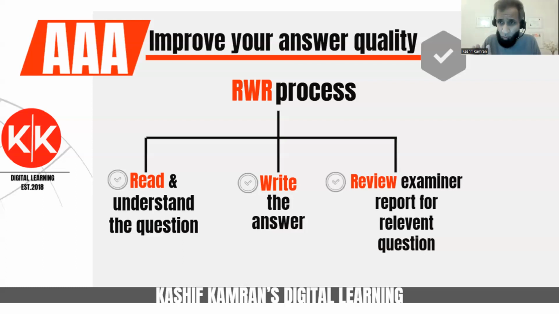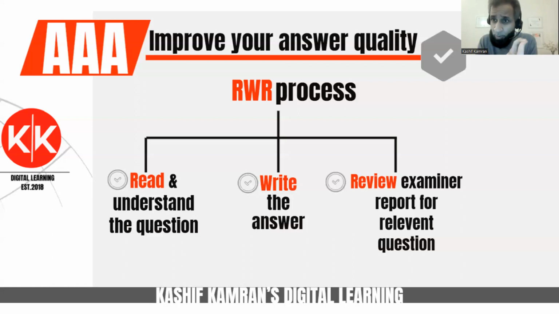So ensure that whichever exam paper you are attempting from the recent papers, 2020, 2021, and 2022, ensure you are reconciling your answer with the examiner report and try to identify where was the shortcomings. If you're capable of picking the shortcomings, you are capable of overcoming the exam pressure, and you're capable of improving your answer quality threshold. So this is basically the RWR process.